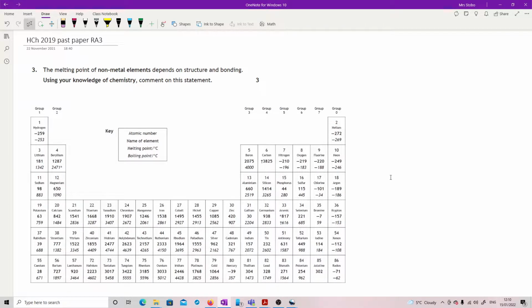Okay, 2019, restricted answer question 3. It's one of the 3 markers. Okay, melting point of non-metal elements depends on structure and bonding. Using your knowledge of chemistry, comment on this statement.